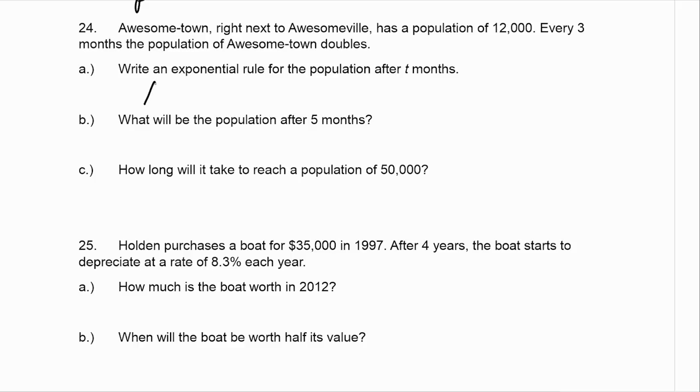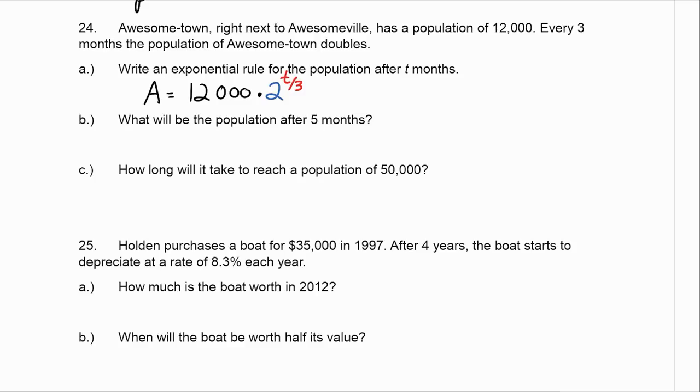So what I do is I start off with some type of amount or population. The population that we start with is 12,000. Next, it says it doubles. When I think about doubling, I think about multiplying by 2. But it doesn't multiply every month, because then I would say 2 to the t power. It multiplies every 3 months. So instead of writing just 2 to the t, to represent every 3 months, we're going to divide that by 3. So it is 12,000 times 2 to the t divided by 3. And that's my equation.